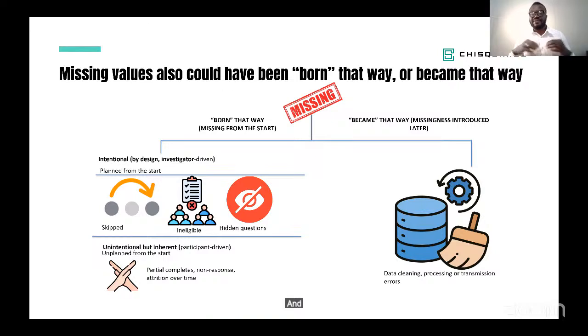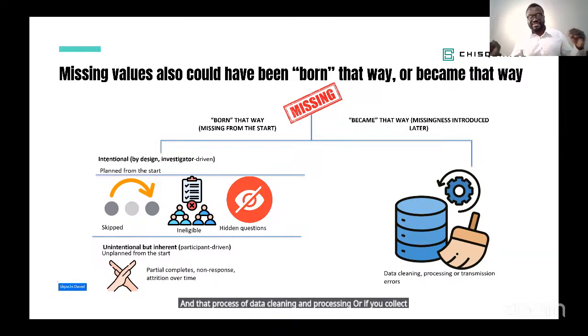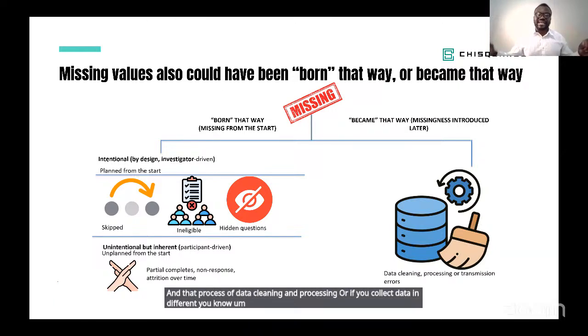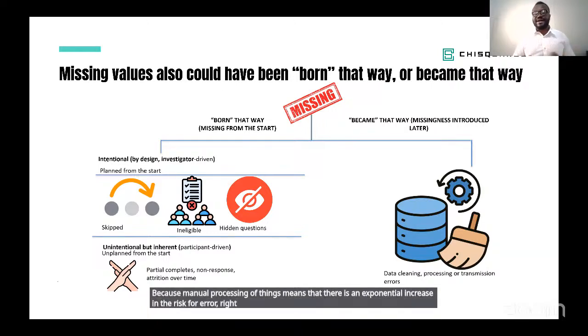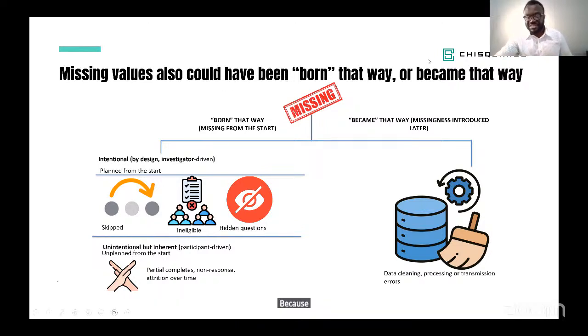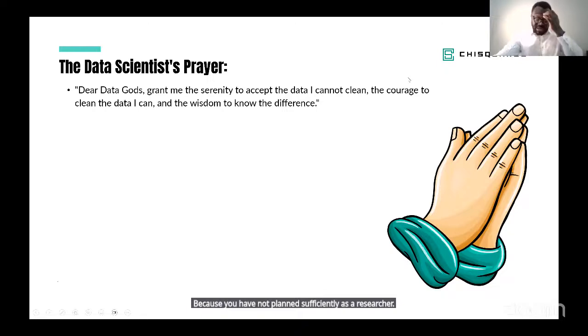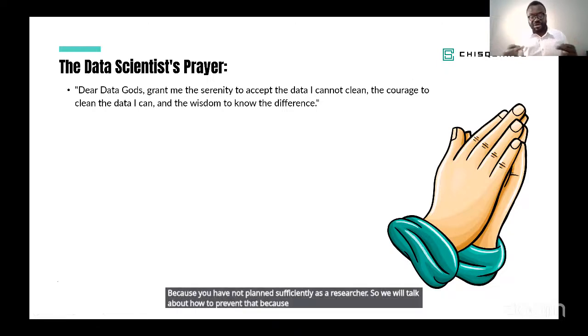And that process of data cleaning and processing, or if you collect data in different databases and you now have to combine them, whenever you're doing things manually, that's always bad, because manual processing of things means that there is an exponential increase in the risk for error, right? So whenever you're doing things like that, it's possible that you might have bad merges or bad appends, and individuals end up having missing data because you have not planned sufficiently as a researcher. So we will talk about how to prevent that, because that's the crux for the remainder of our lecture.